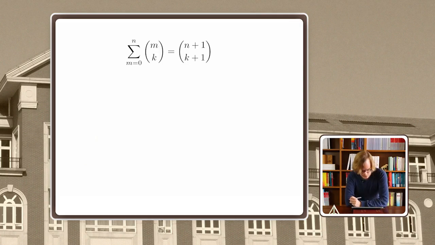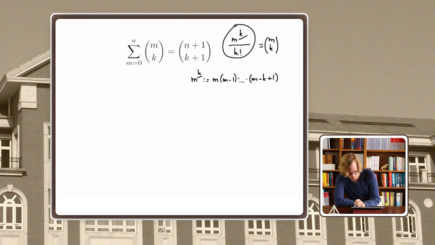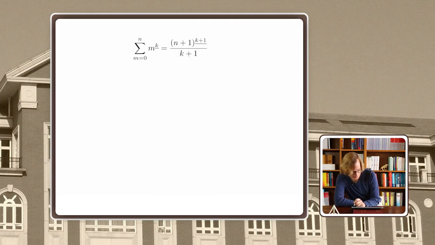All right, and now please remember that we have the following formula for the binomial coefficient, m to the falling k divided by k factorial, where we defined m to the falling k to be m times m minus 1, and you continue like that until you get k factors, so m minus k plus 1. This is m to the falling k. So if you substitute this for m choose k, you get the following formula. You get m to the falling k, if you sum up from m equals 0 to n, you get n plus 1 to the falling k plus 1 divided by k plus 1.